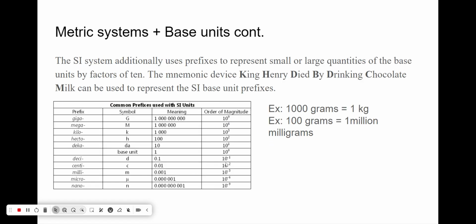Also, going back to the chart, there are other prefixes that go beyond the mnemonic device. So there's giga, which I believe to be 1 billion base units. Then there's mega, which is 1 million. And then we have micro and nano. As we see over here, this is 10 to the negative 6 base units. And then this one's 10 to the negative 9 base units.